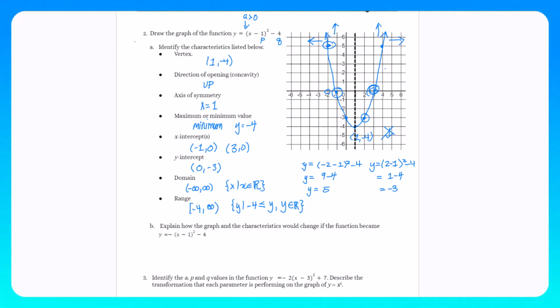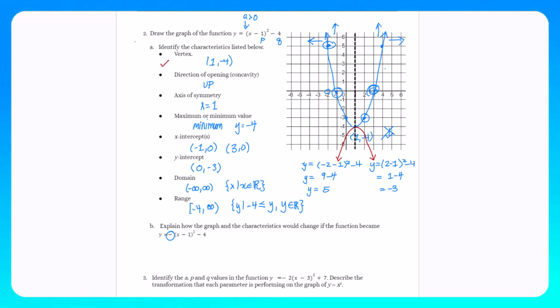Now the next part, it says, explain how the graph and the characteristics would change if the function now had a negative in the front. What things do you think would change? Well, everything. The vertex would stay the same, but now this thing, rather than opening up from that point, is now going to open down from that point. So the only thing that stays the same of all of these characteristics would be the vertex.